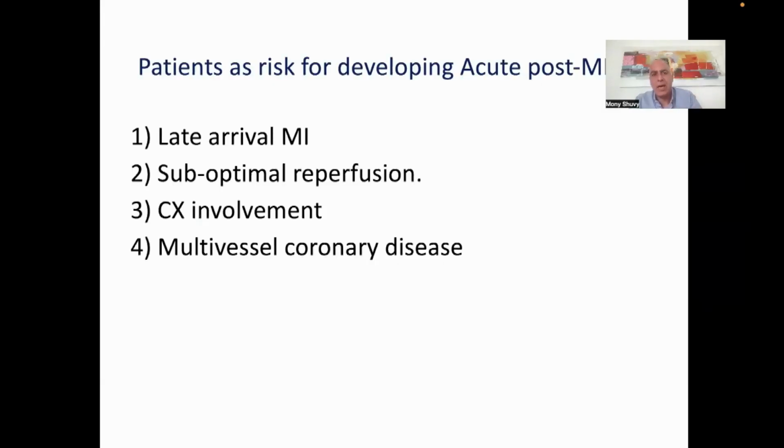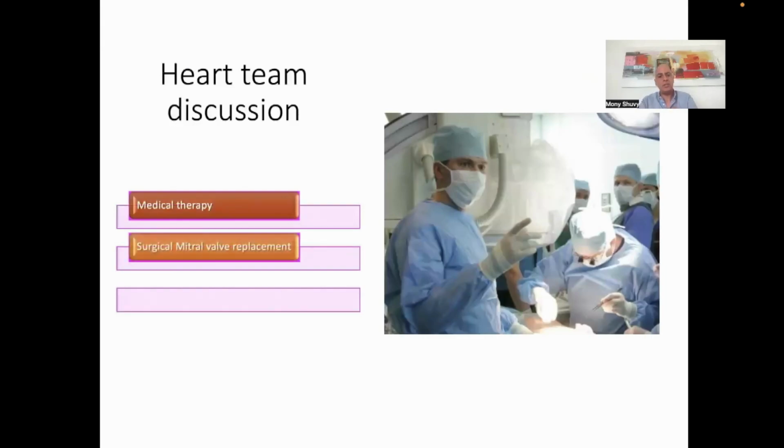So which patients are at risk of developing acute severe MR in the context of MI? Like the first patient that we presented, those patients often come with late-arrival myocardial infarction. We have a suboptimal reperfusion, slow flow. Sometimes we don't get any flow at all. In many cases, there is involvement of the left circumflex artery, and in many cases, they also have multi-vessel coronary disease. So those patients often go into a heart team discussion.